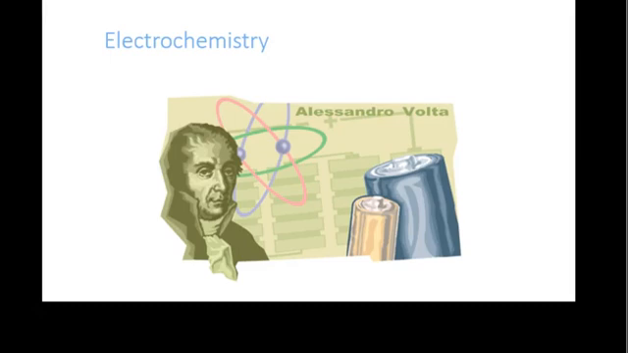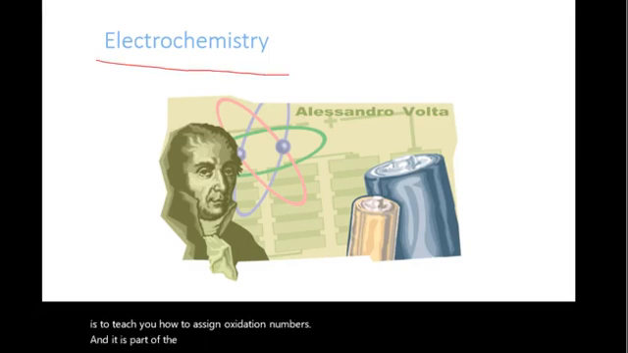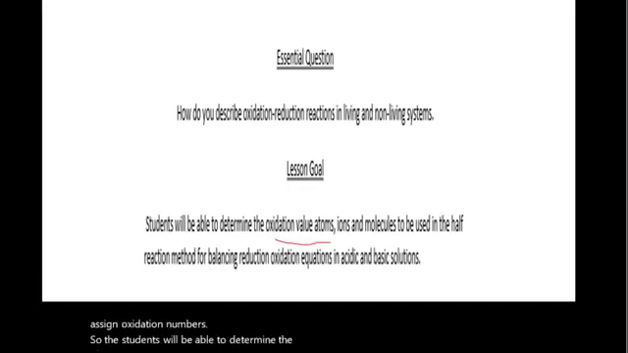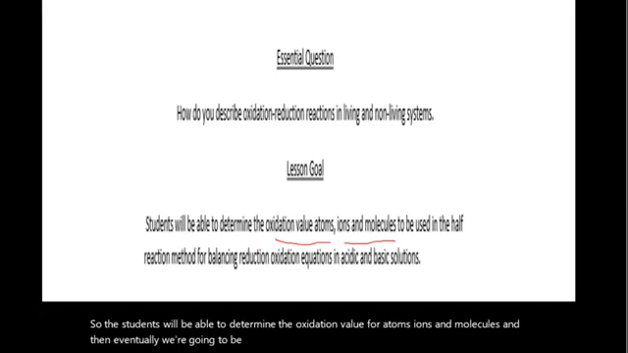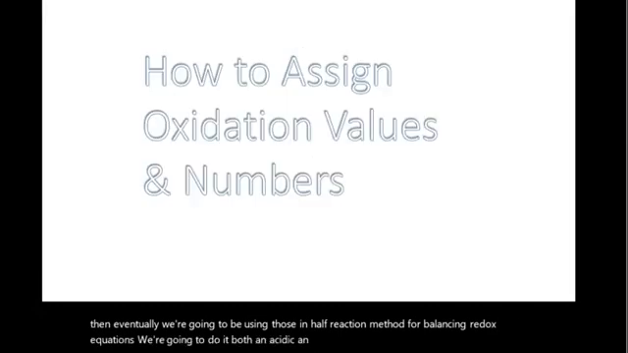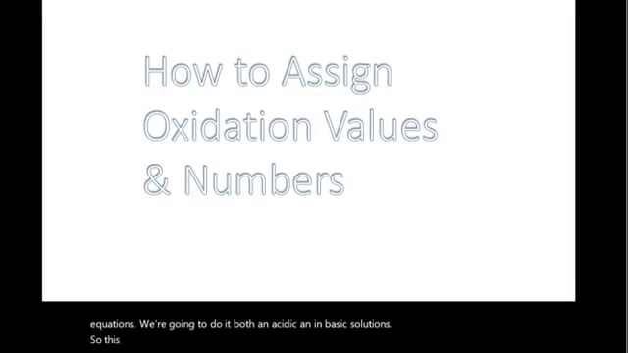This video is to teach you how to assign oxidation numbers, and it is part of the assignment in electrochemistry, where you are going to have to learn how to assign oxidation numbers. So the students will be able to determine the oxidation value for atoms, ions, and molecules. And then eventually we're going to be using those in a half reaction method for balancing redox equations. We're going to do it both in acidic and in basic solutions. So this is a video on how to assign oxidation values or numbers.